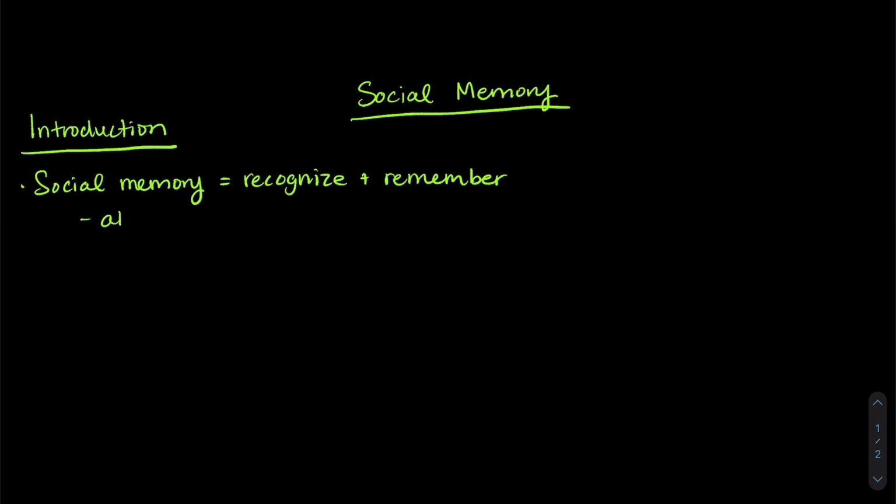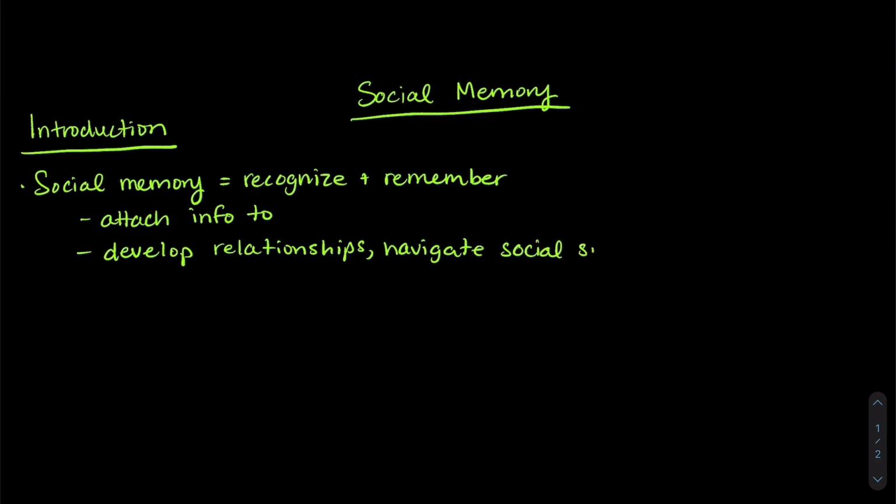And organisms that are really good at this can actually attach information to those individuals, like names in terms of humans, dates, so maybe someone's birthday, or even whether they like cream and sugar in their coffee. And organisms use this ability to develop relationships between individuals, to navigate social situations, and even to avoid danger.